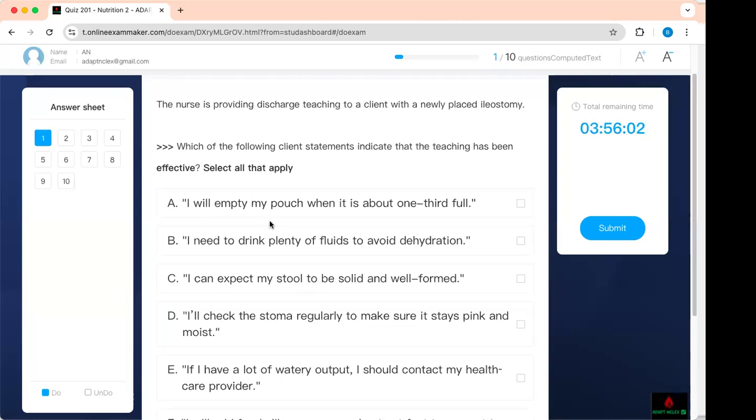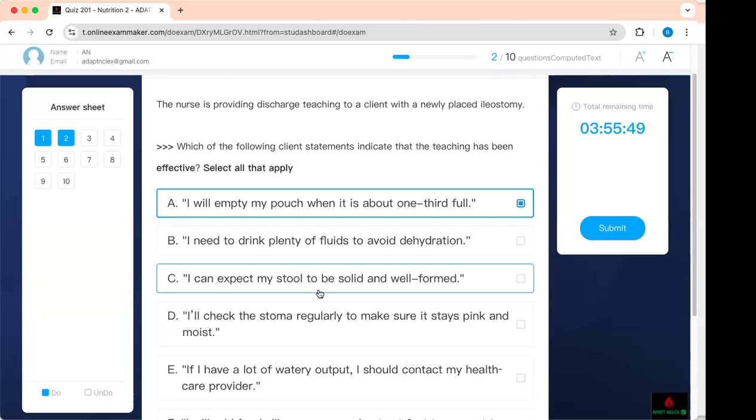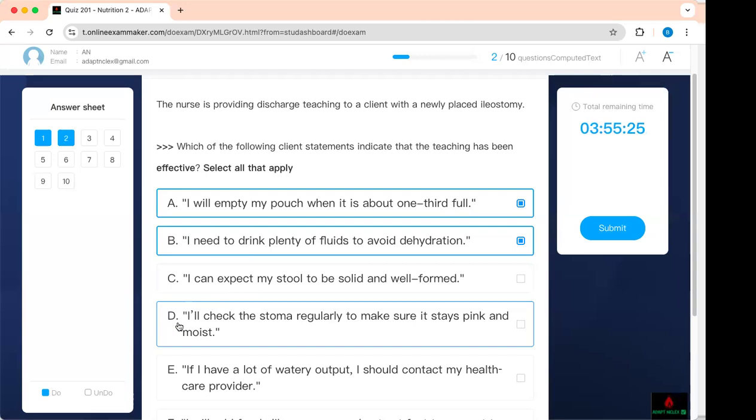I will empty my pouch when it is about half full so that it doesn't get too full and pull away. If you wait until it's completely full, it will leak. So this is good. I need to drink plenty of water to avoid what? Dehydration. I told you dehydration is the number one. I can expect my stool to be solid and well formed. A well formed stool that is solid will not lead to dehydration. You see how content matters. Therefore, B and C are contradicting each other. Therefore, don't pick this one.